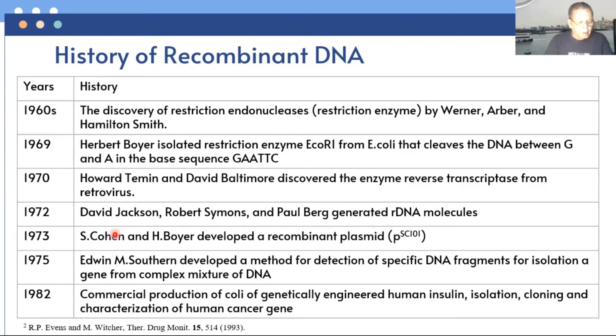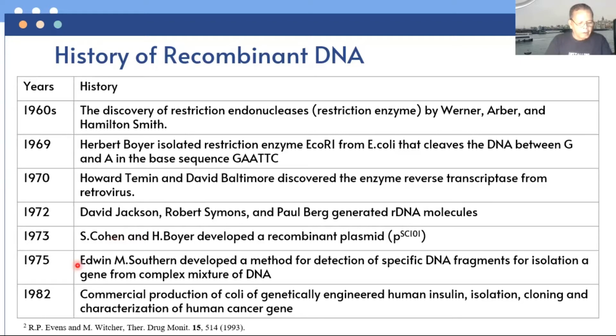In 1973, for the first time, Cohen and Boyer developed a recombinant plasmid. The name of this plasmid is pSC101, which, after using a vector, replicates well within a bacterial host.